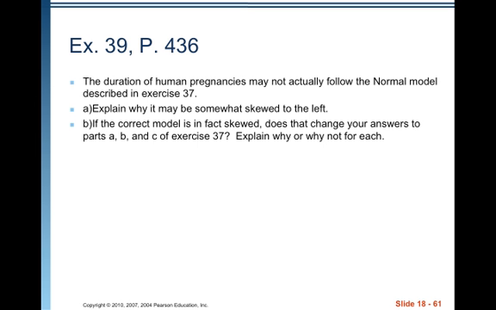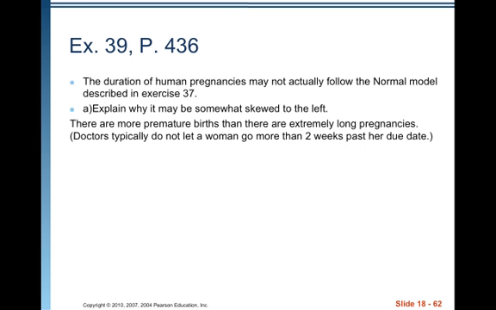The duration of human pregnancies may not actually follow the normal model described in exercise 37. Explain why it may be somewhat skewed to the left, and then we'll consider question B. Well, there are more premature births than there are extremely long pregnancies, so that's why it might be skewed to the left. Doctors typically do not let a woman go more than 2 weeks past her due date, but sometimes babies are just born really, really early.